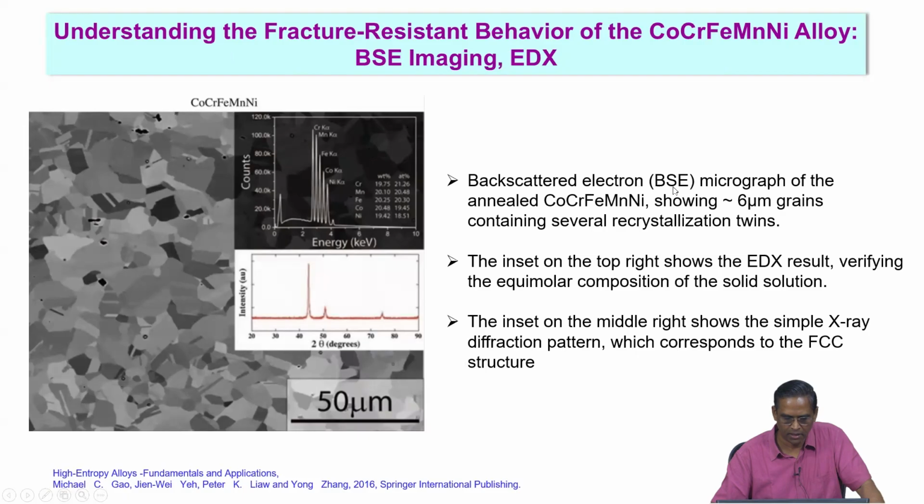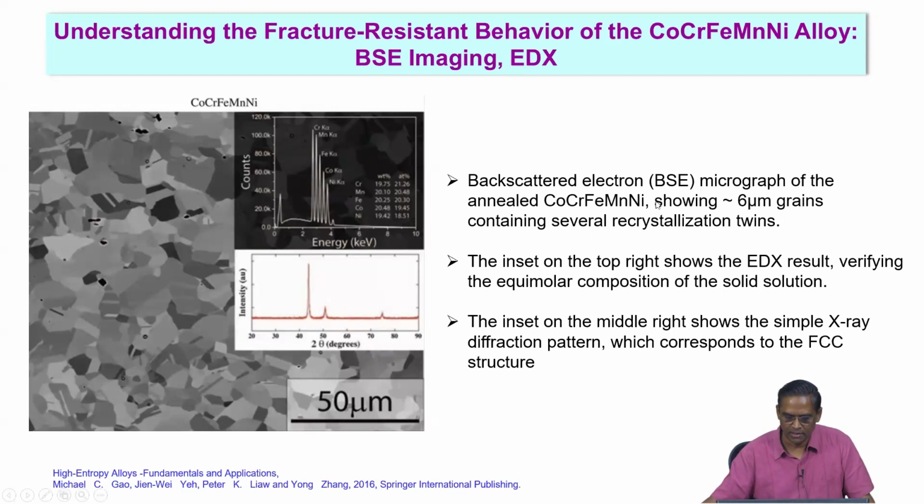What is a backscattered electron image? It is sensitive to atomic number, and the heavier the atomic number, the better the contrast it will give. Right? So that information you know at least.